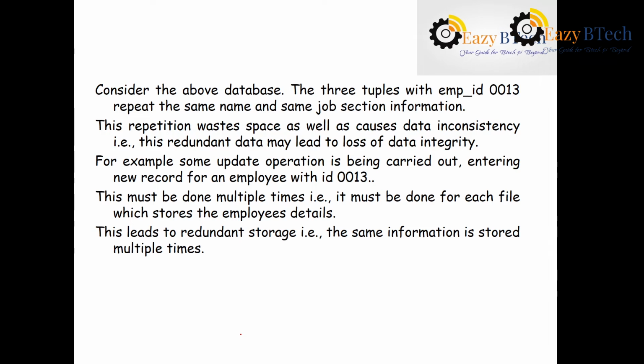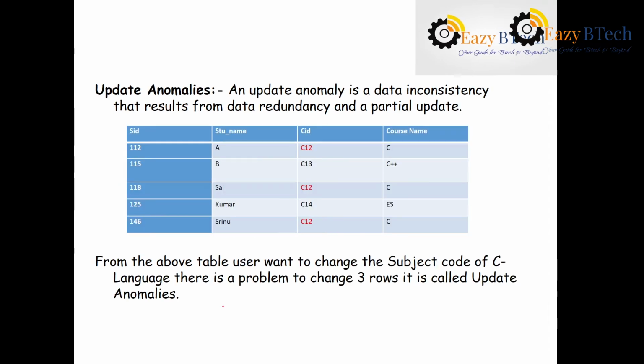That is about the attribute. Same example, update redundancy is nothing but the same thing. If you want to update, suppose the C language course ID is C112. Now I want to change C112 to C102. How many rows do I have to update?